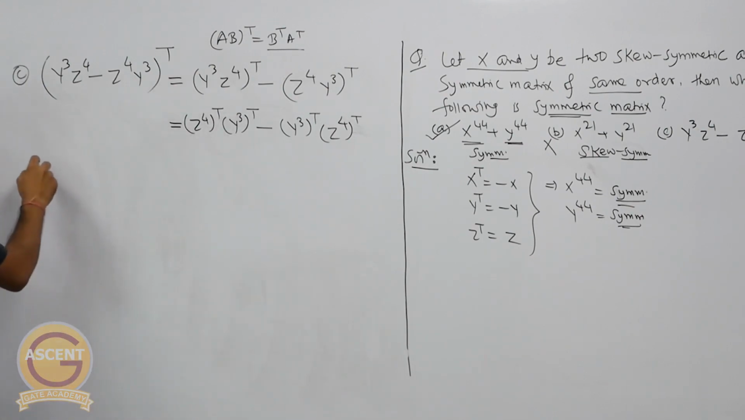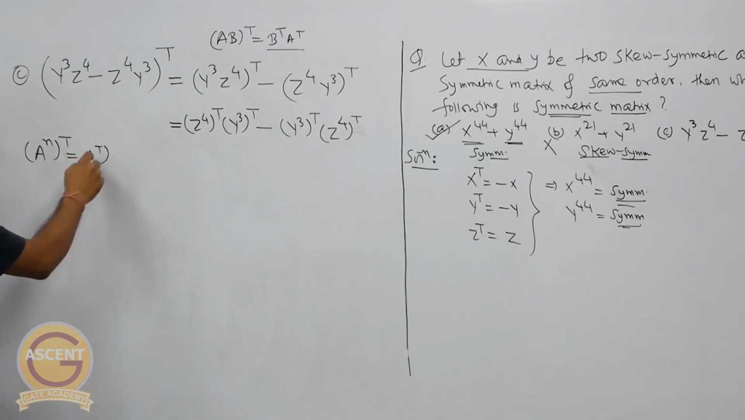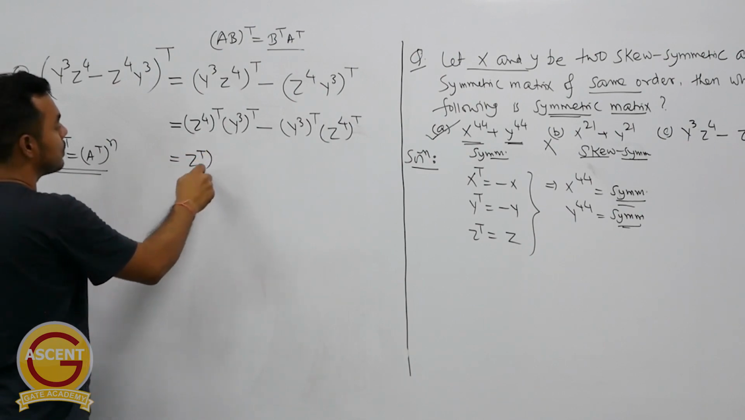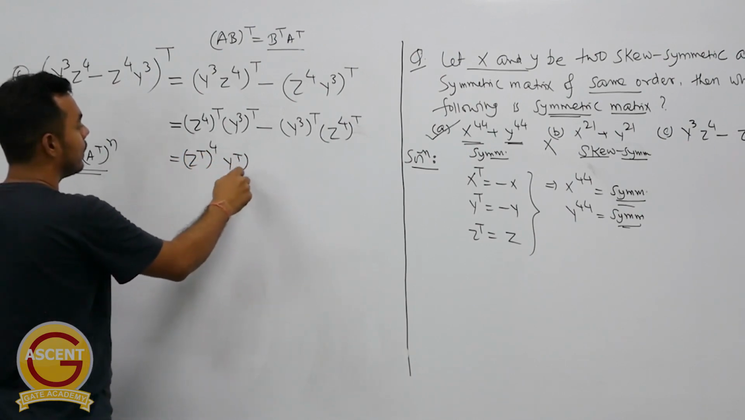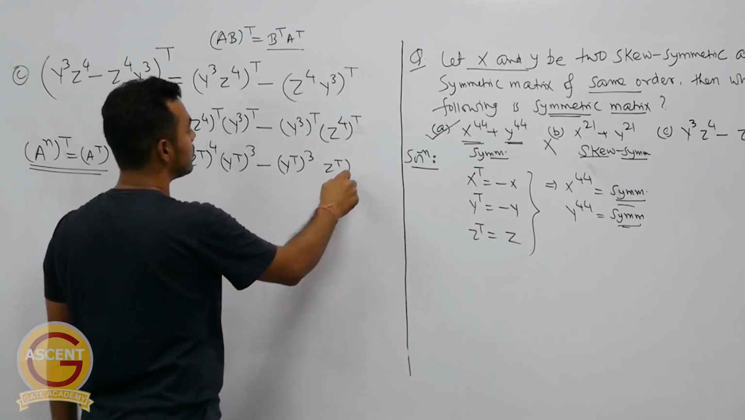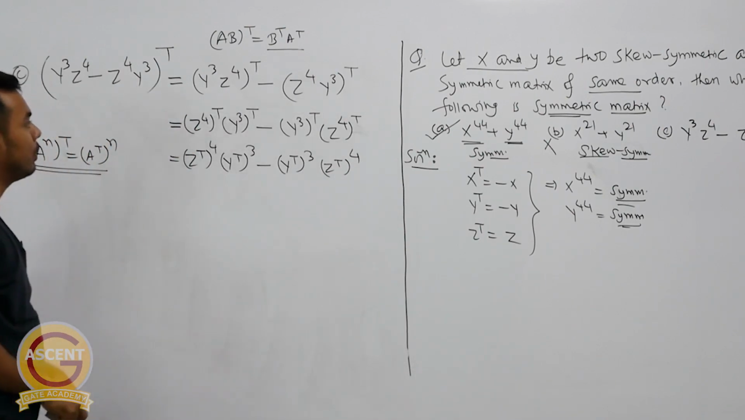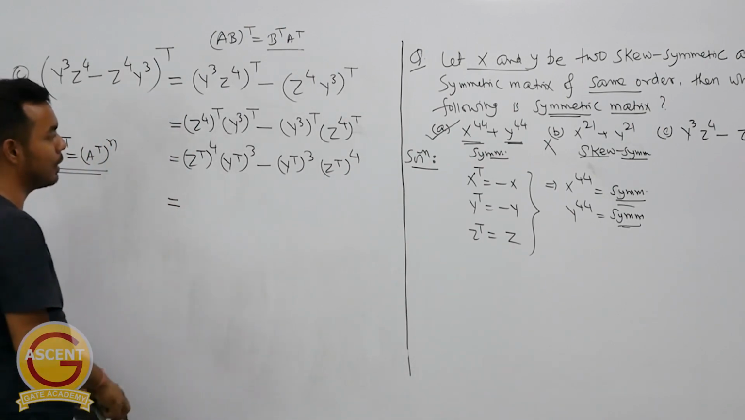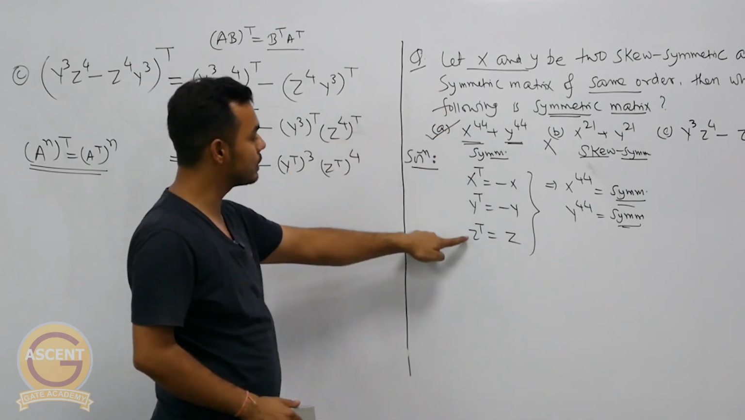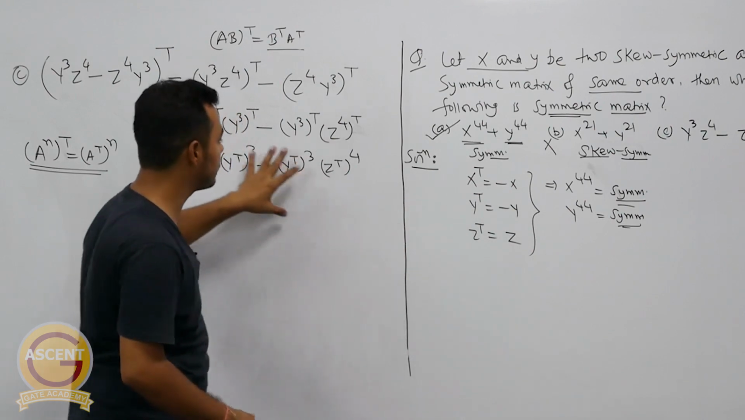Now in case of transpose, we have also seen this property that (A to the power n) transpose was (A transpose) to the power n. So we can take the transpose inside and power outside. So we can write this expression as (z transpose) raised to the power 4 (y transpose) cube minus (y transpose) cube into (z transpose) raised to the power 4. Now it was given that x and y are skew symmetric, so x transpose is minus x, y transpose is minus y, and z is symmetric, so z transpose is z. So we are going to do this substitution here.